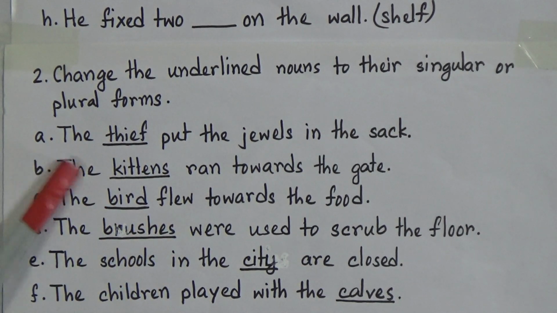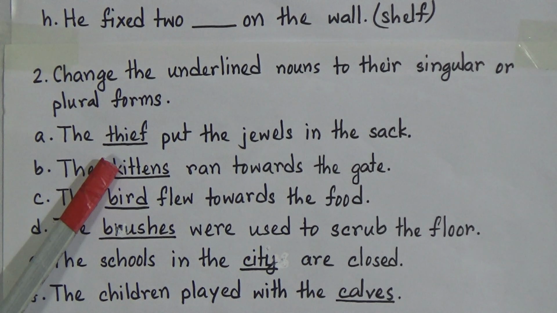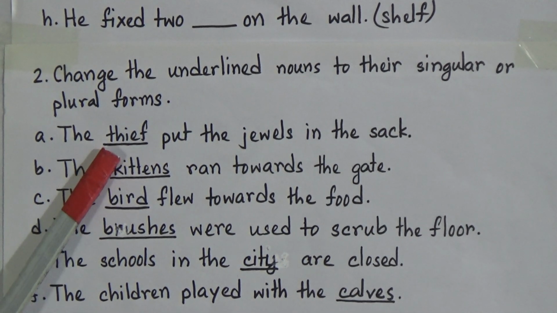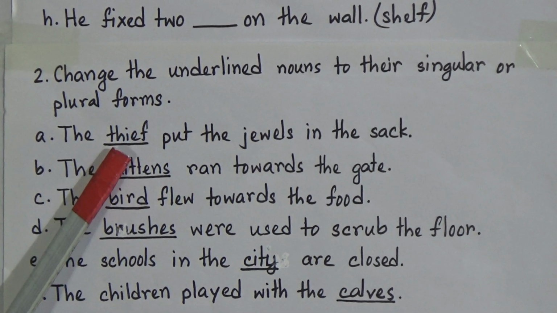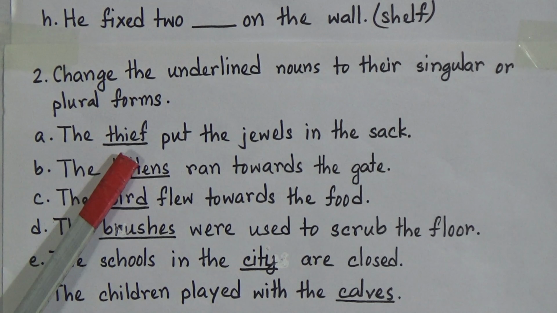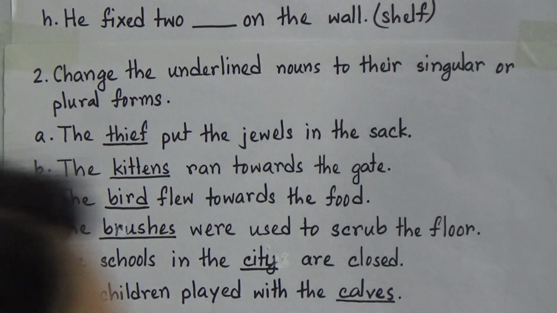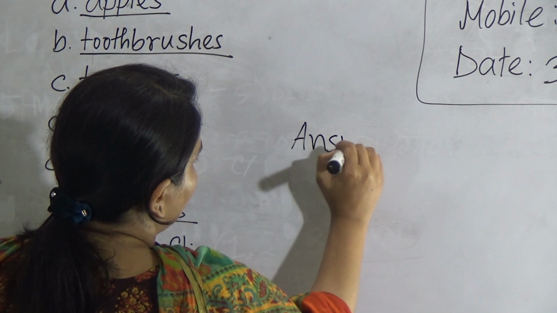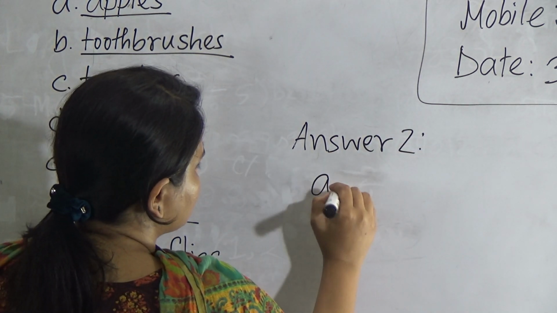Now look, number A, the thief put the jewels in the sack. Now the underlined noun is thief. Now look at the word thief and the spelling T-H-I-E-F, the word ends with F, and this is in the singular form. So what will be the plural form? How will you make it? Okay, let's think. I know all of you know the answer. Okay, now we will do exercise number 2, and of course you will mention the main number and the sub number.